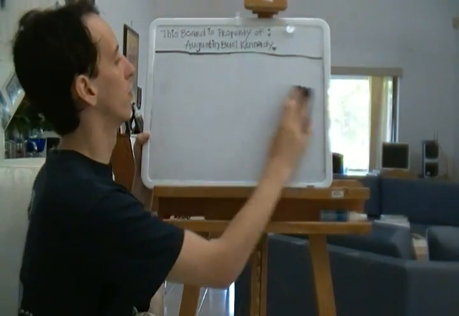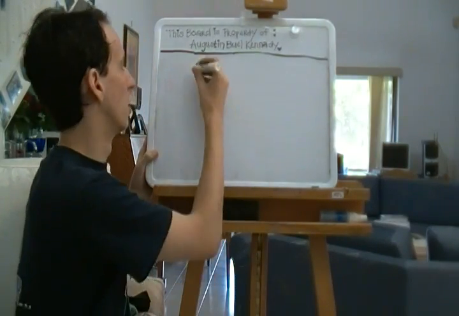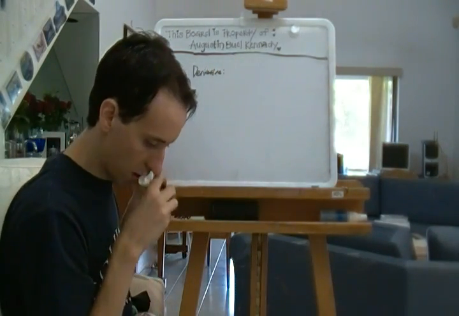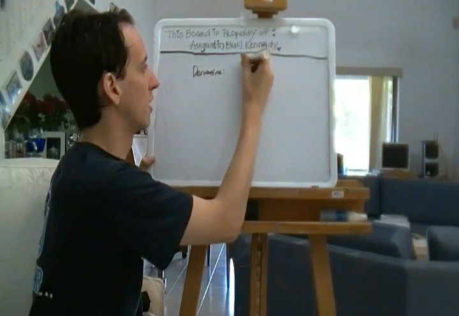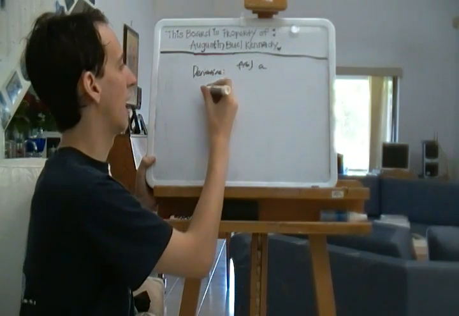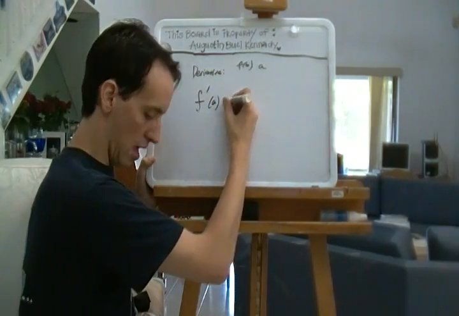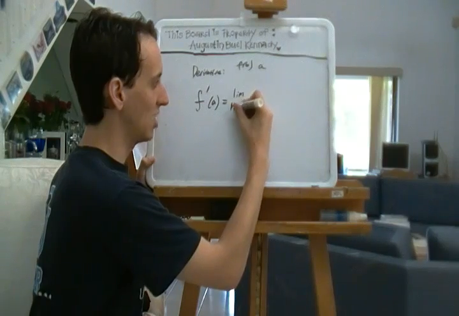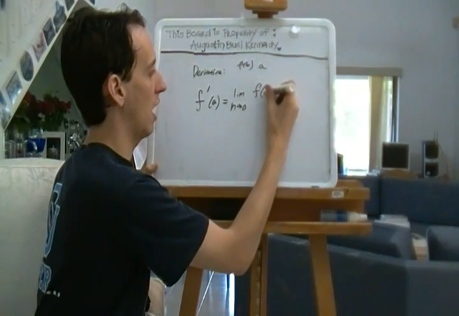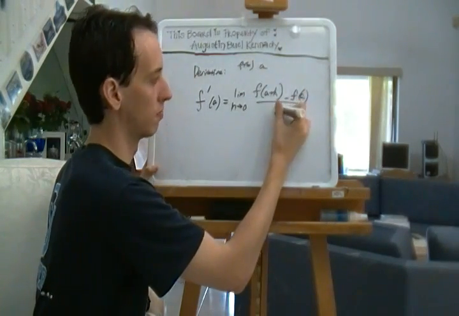So here is what the derivative looks like in terms of a limit. If we have any function, f of x, and we want to find the derivative at a number a, the way that we do that is we look at it like this. F prime of a equals the limit as h approaches 0, as points get closer and closer to a, of f of a plus h minus f of a over h.